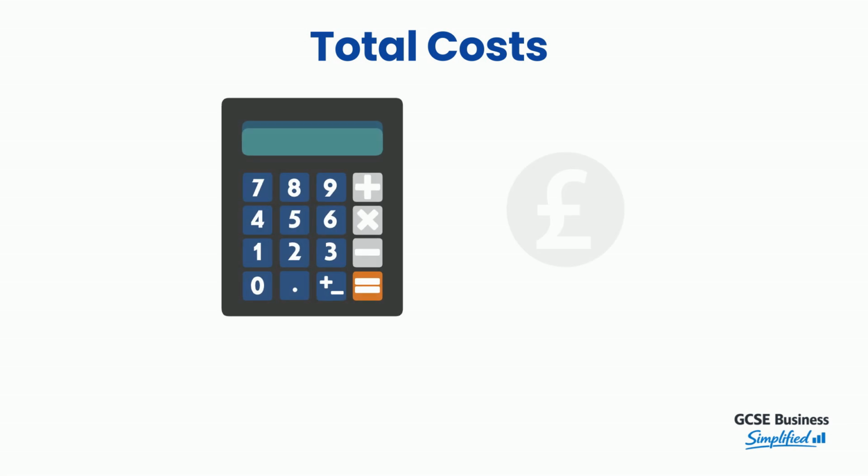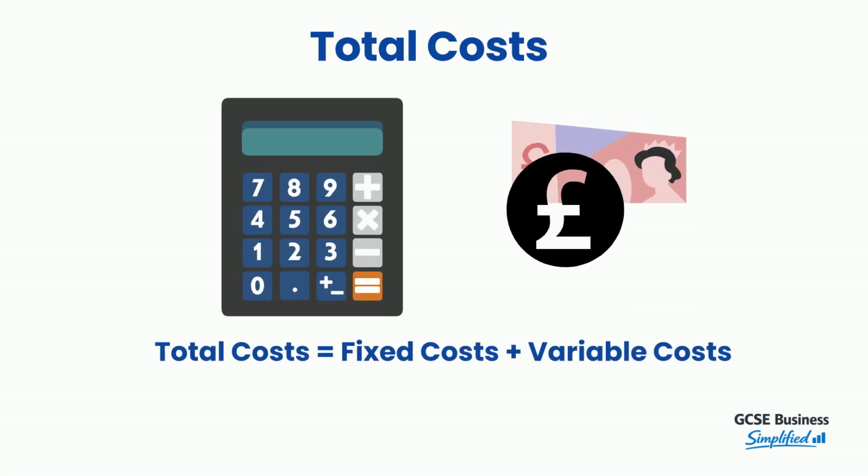Total costs are simply fixed costs plus variable costs. Add them together to find the full amount a business spends.